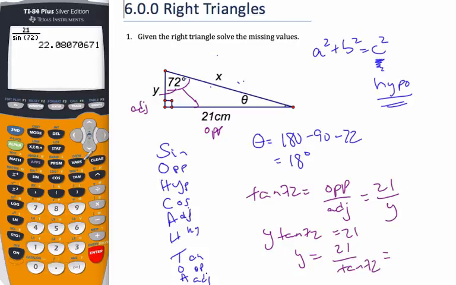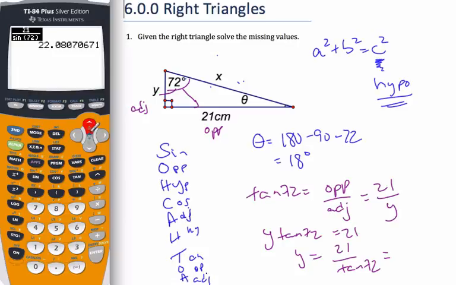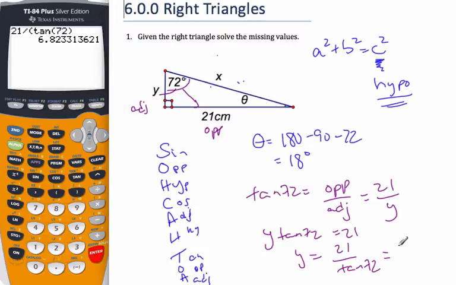Throw this in our calculator. Tangent, not tangent. Good try, good try. 21 divided by tangent of 72, and I get 6.82. So 6.82 is y. So tangent would work.